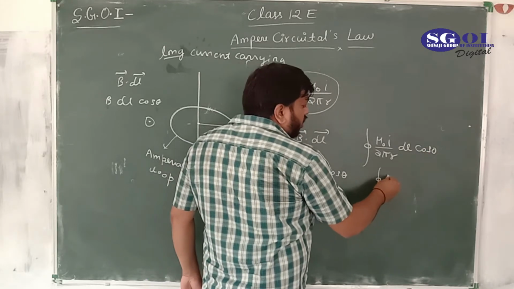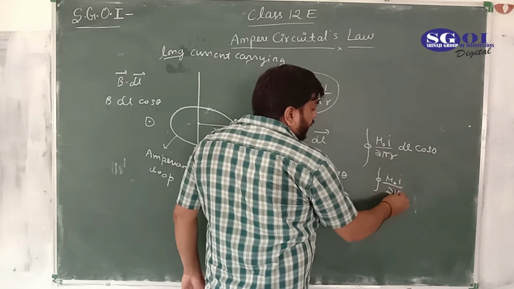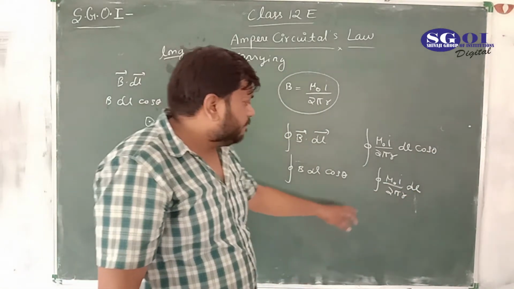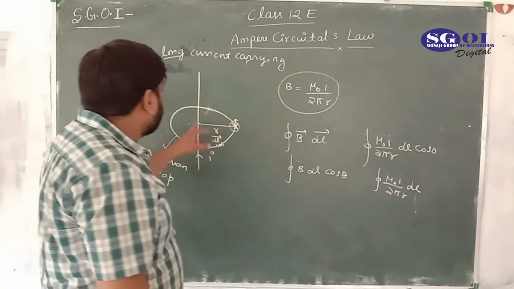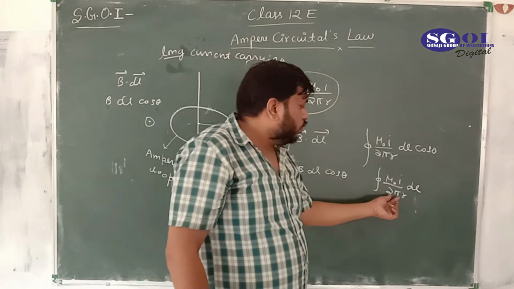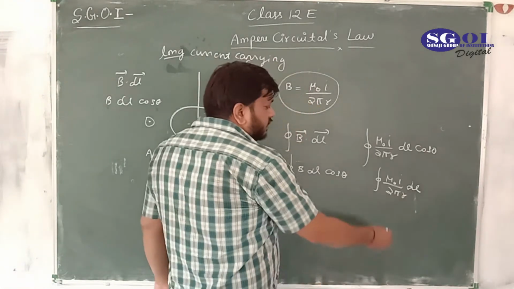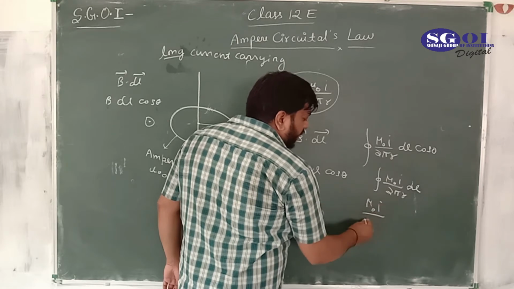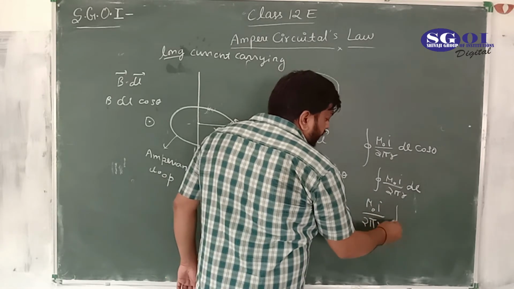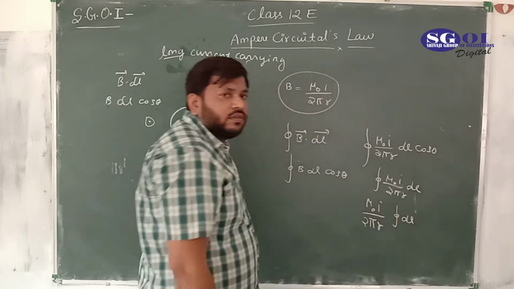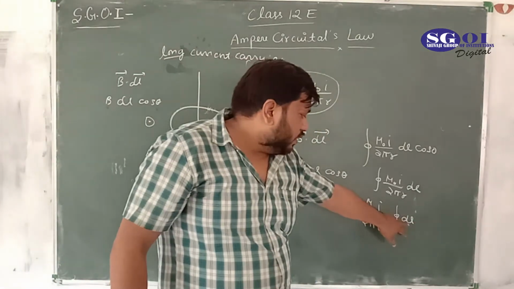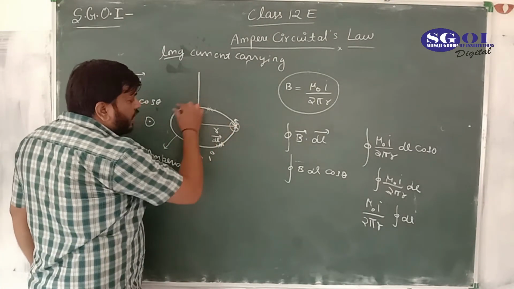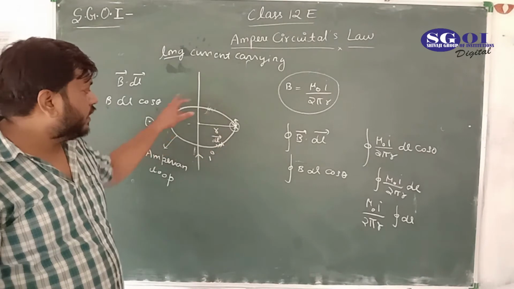Now it would be mu naught I 2 pi r cos 0, which is 1. This is dl, and you can see here I is constant, and 2 pi r is also constant at a distance r. So this term would come out from the integration: mu naught I upon 2 pi r integration dl. Now what is this value? Closed integration of dl means all the length elements are continuously adding over the closed curve.